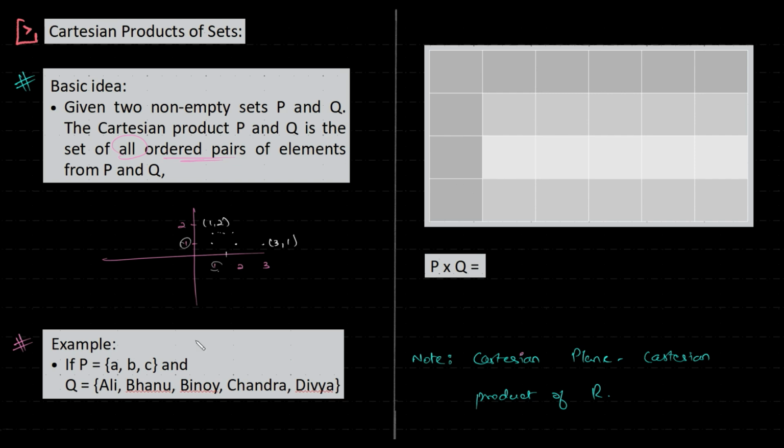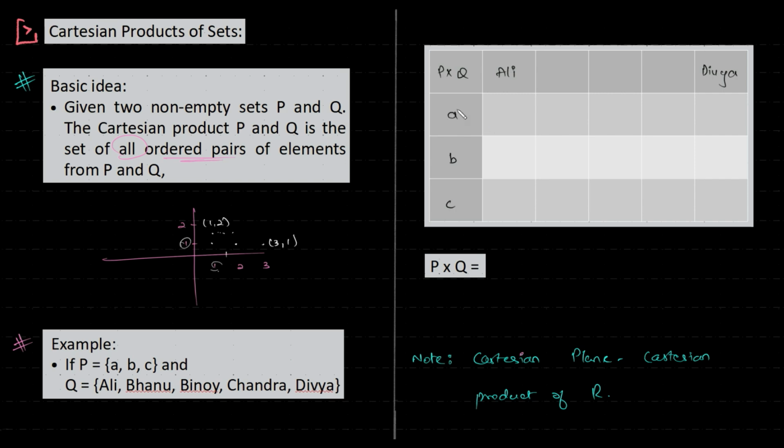Okay. So let me show the answer. So I have P and Q. I'm trying to find the Cartesian product between P and Q. That is P cross Q. See here the order matters. Okay. Because 1, 2 is not the same as 2, 1. So P cross Q is not the same as Q cross P. Remember that. So we are trying to do P cross Q. What is P made up of? A, B, C. And Q is made up of names, starting from Ali to Divya.